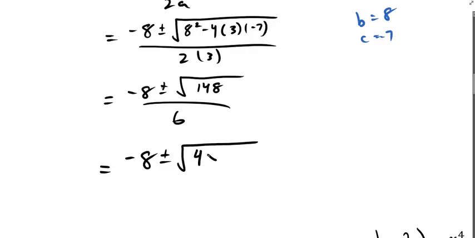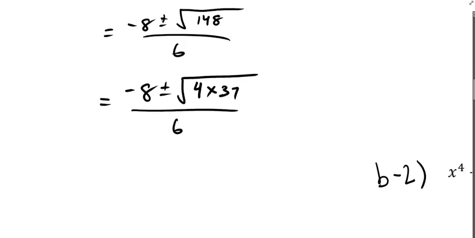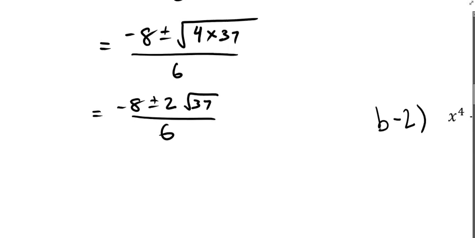4 times, let's see, that's 25 plus another 12. So is it 37? 4 times 37 gives me 148. And that means I can pull the square root of 4 out. And then I'm going to do this a long way again. You don't have to, but this is still reducible.